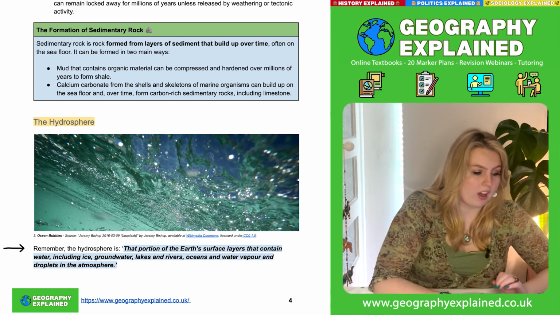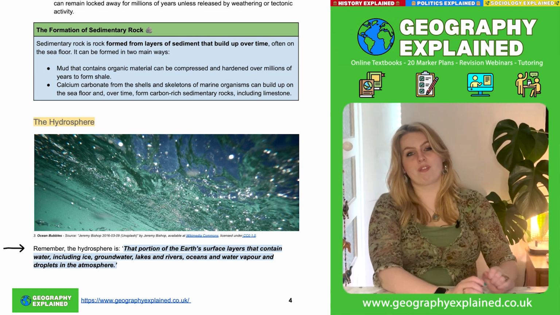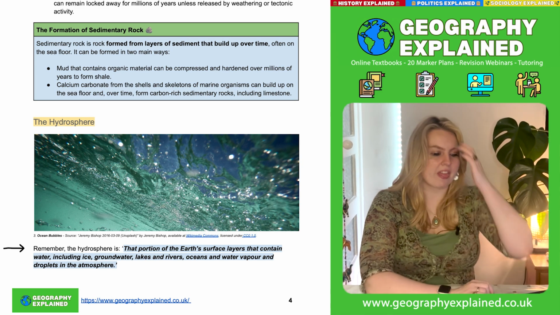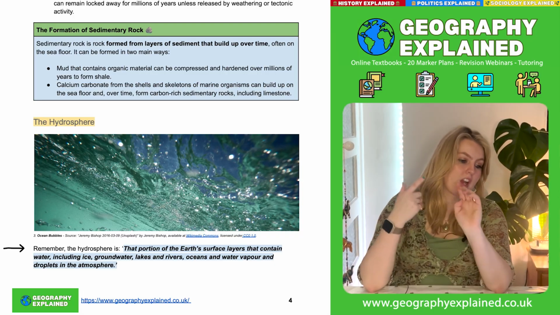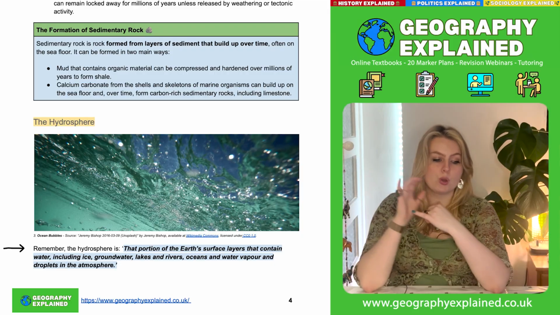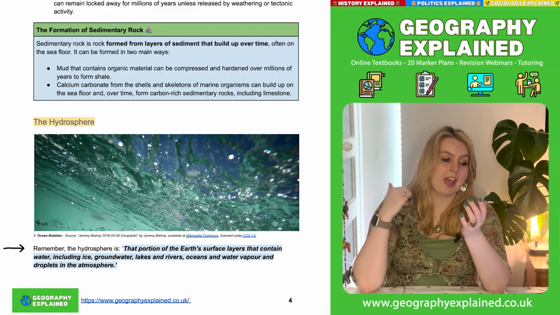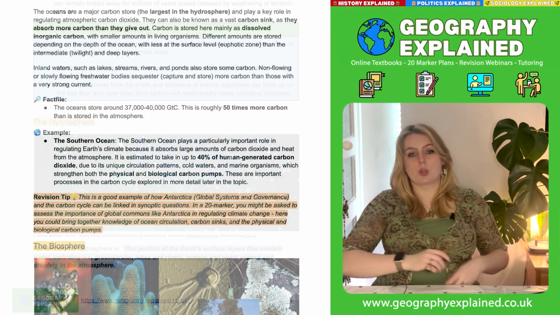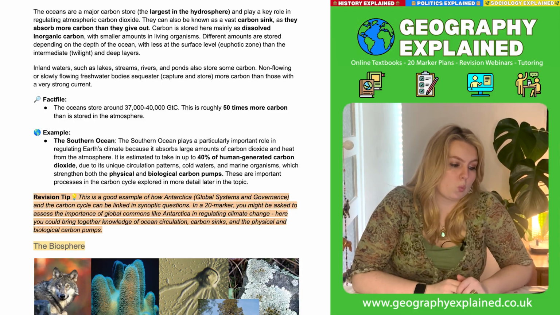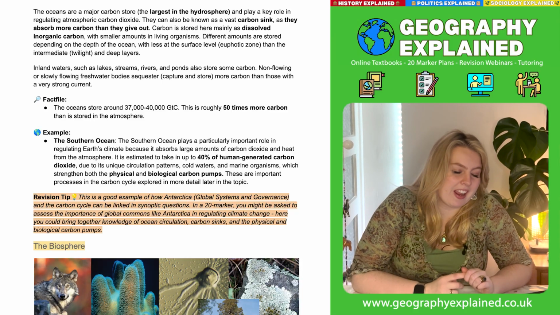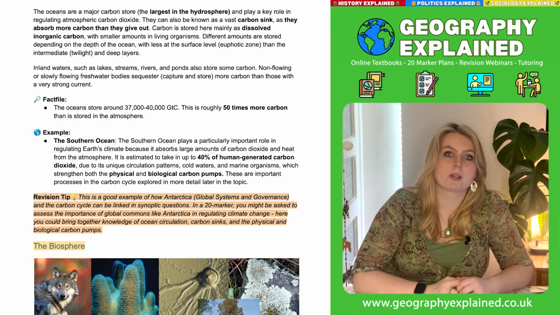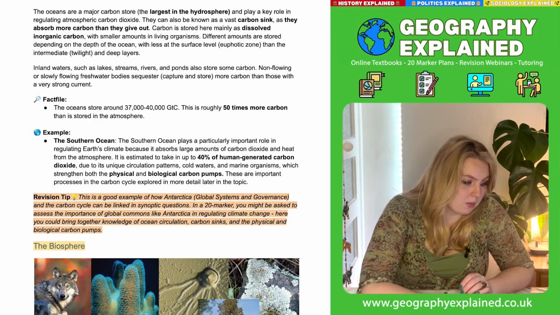And now for the hydrosphere. So the hydrosphere, if we are confused again, is that portion of the Earth's surface layers that contain water, including ice, groundwater, lakes and rivers, oceans, and water vapor, and droplets in the atmosphere. So it's the water area basically. I would say again, any of these definitions in blue definitely learn because they're part of the AQA checklist.